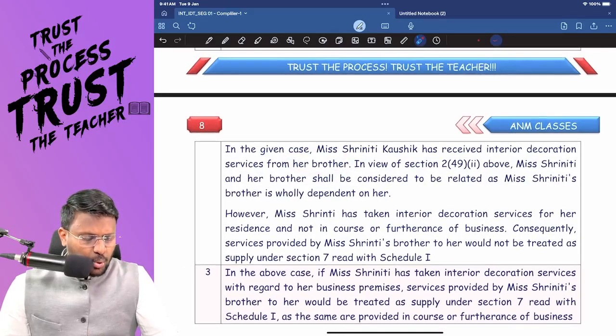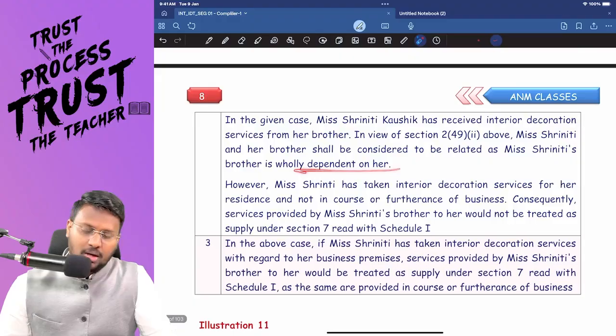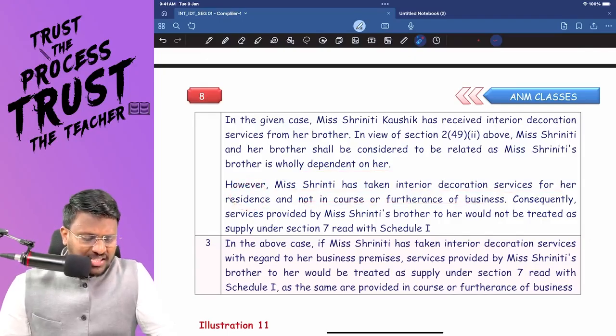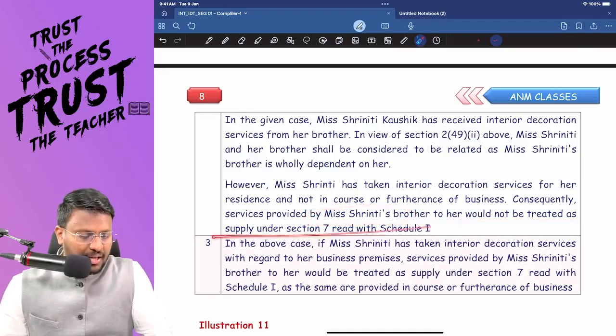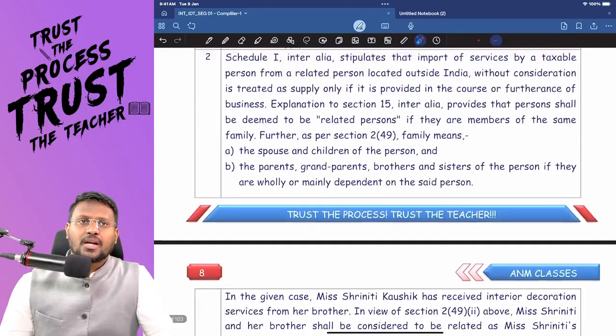In view of section 2 subsection 49 above, Ms. Srinidhi and her brother shall be considered to be related, as Ms. Srinidhi's brother is wholly dependent on her. However, Ms. Srinidhi has taken interior decoration services for her residence and not in the course or furtherance of business. Consequently, service provided by Ms. Srinidhi's brother to her would not be treated as supply under section 7, read with Schedule 1.